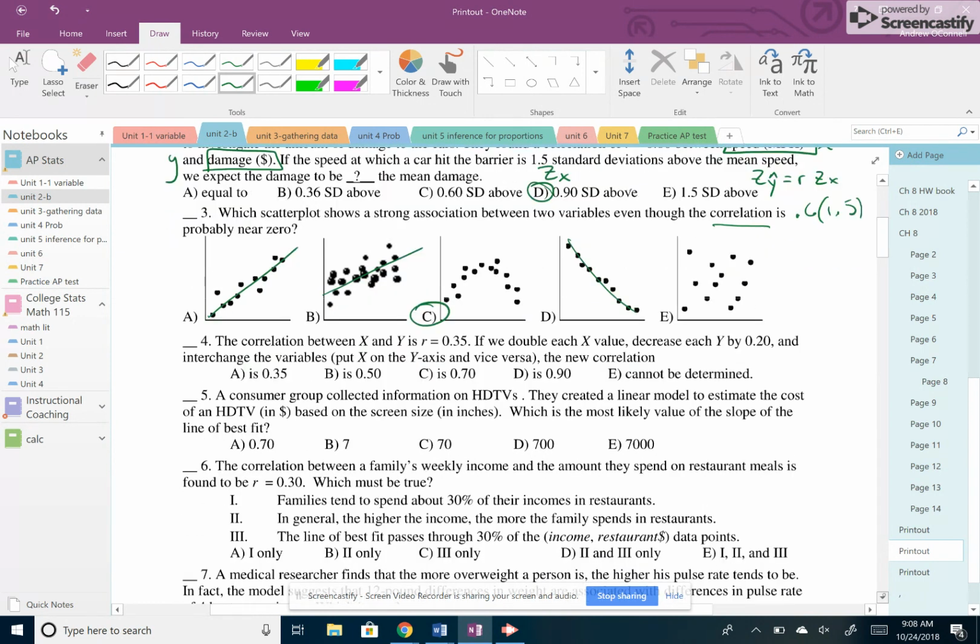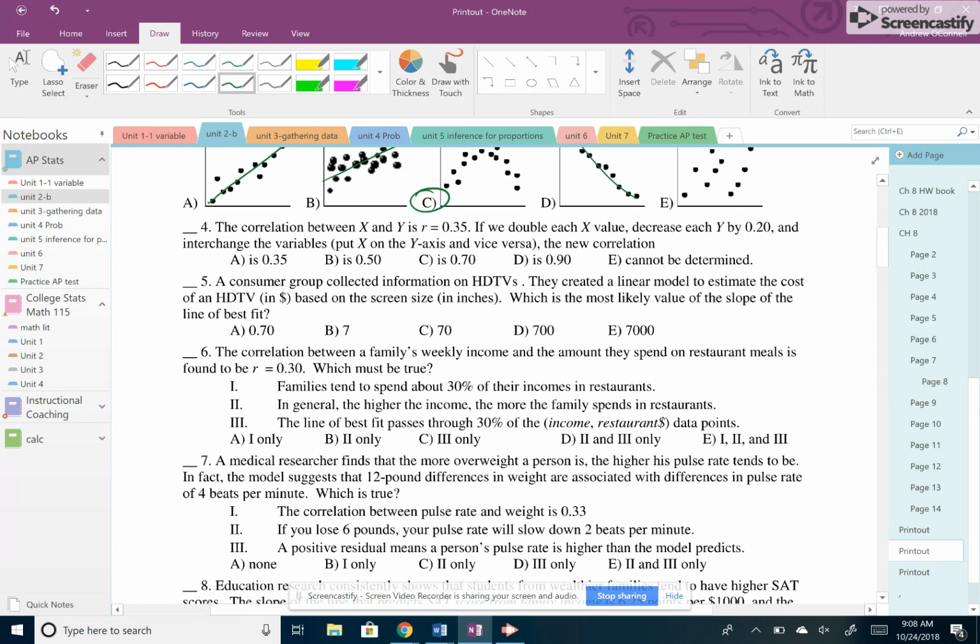Number 4, the correlation between X and Y is 0.35. If we double each X value, decrease each Y by 0.20, and interchange the variables, meaning put X on the Y axis and vice versa, the new correlation is, you have to think about how you would find R by hand, and that was all based off of z-scores. Since they're all standardized, decreasing Y and doubling each X, it doesn't really matter. Since correlation is based off of z-scores, if your R was 0.35, your R still is 0.35.